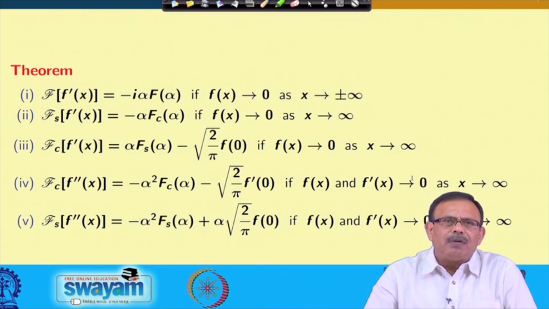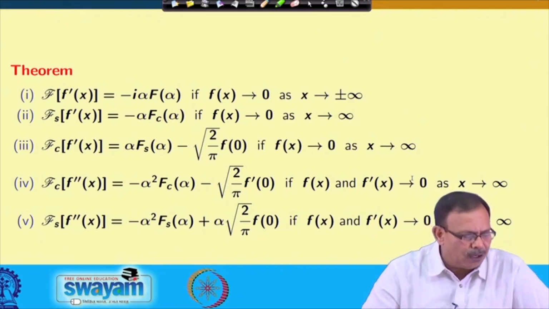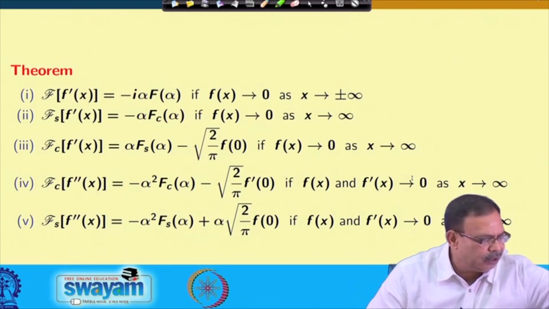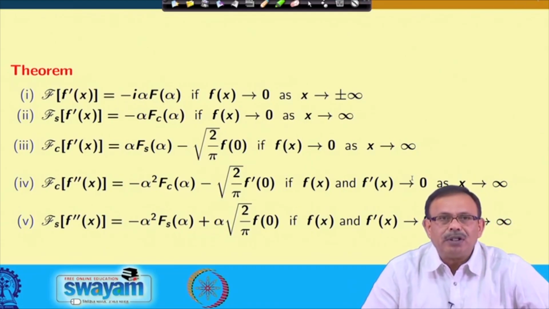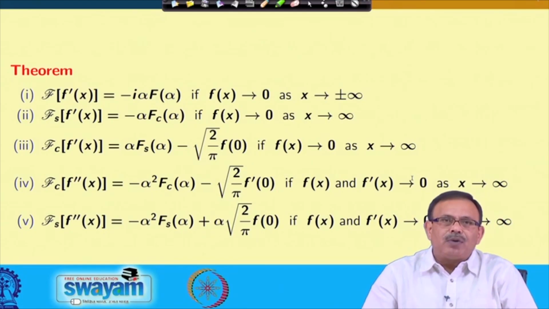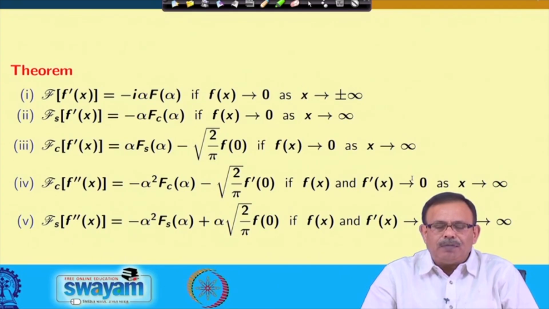And the double derivative also we have shown: the Fourier cosine transform of f double dash x equals that quantity, and the Fourier sine transform of f double dash x is equal to the quantity of this one, minus alpha square into the Fourier sine transform of alpha plus alpha root over 2 by pi into f of 0.